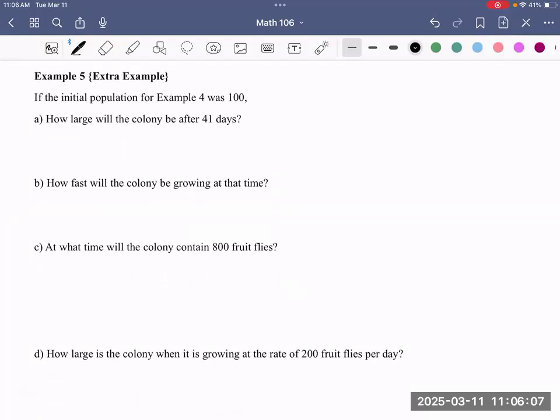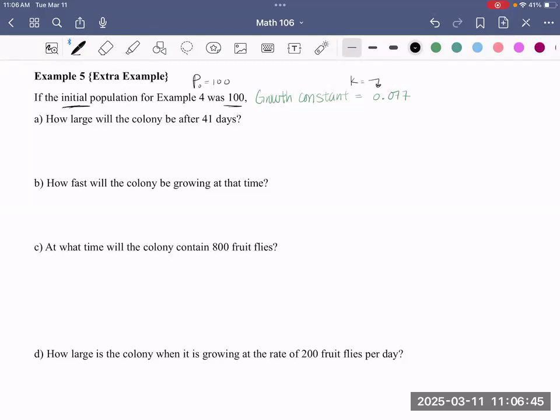So let's say we have an initial population of 100, and I'm going to tack on something a little extra. Let's say our growth constant is equal to 0.077. So can we create an equation? Well, if it's saying that the initial population was 100, that is just saying that P naught is 100. And if we're talking about some sort of growth constant, this is just another fancy way to say K.